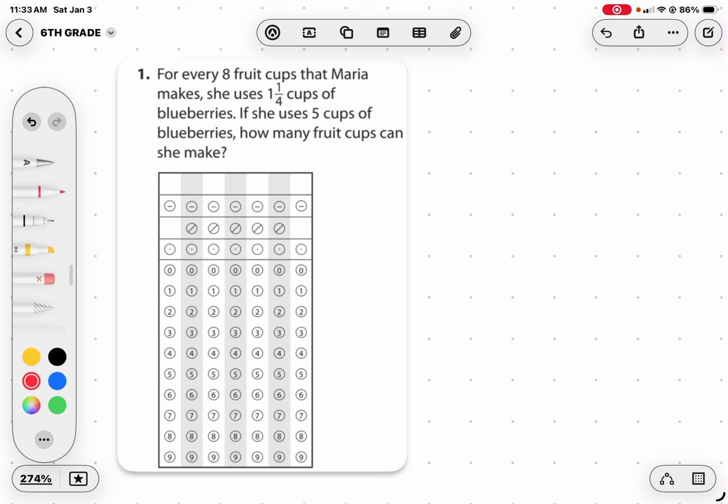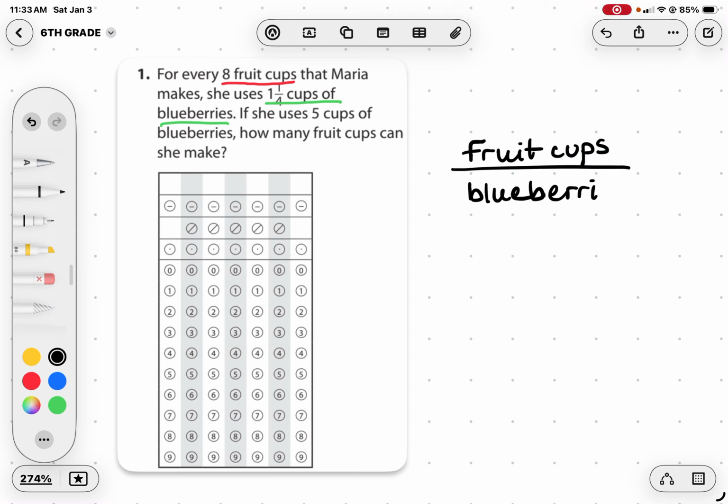The way I like to look at it is we're going to associate the numbers with the words that follow them. And then we'll set up a fraction that same way. So our fraction will be fruit cups over blueberries. And I know it says cups of blueberries, and I'm just shortening it. So what they gave us is 8 over 1 1/4.